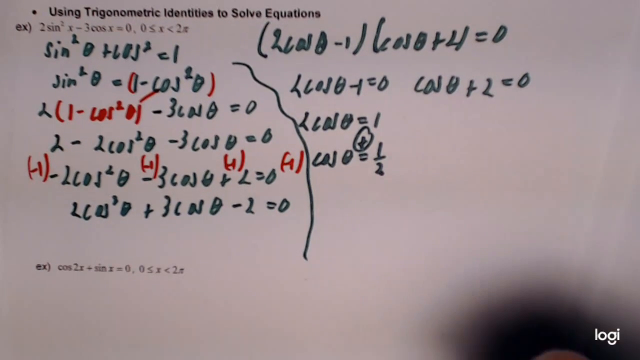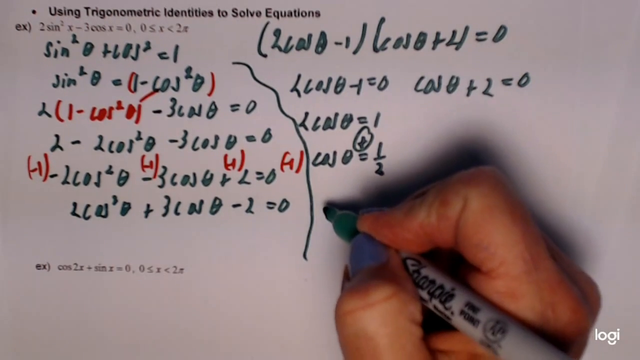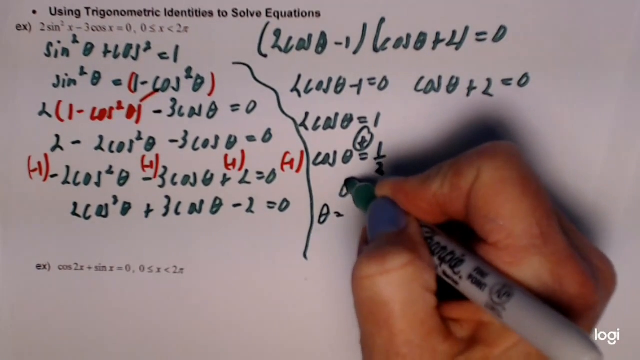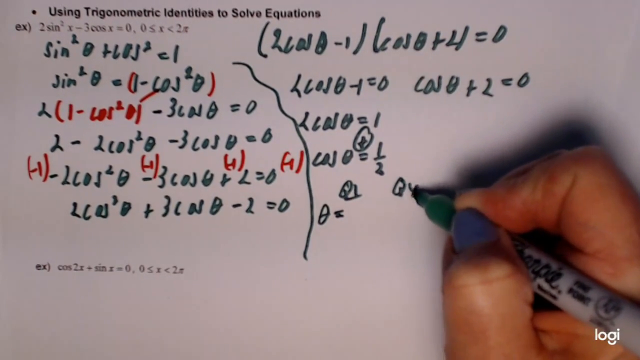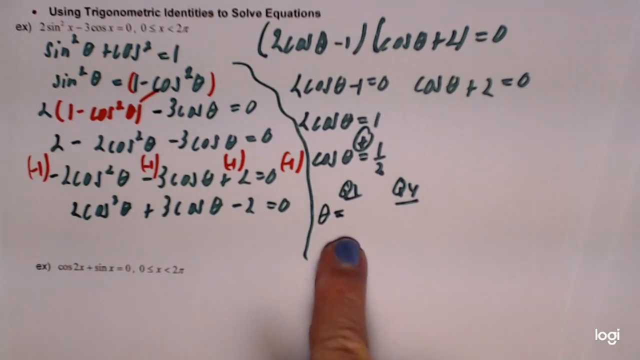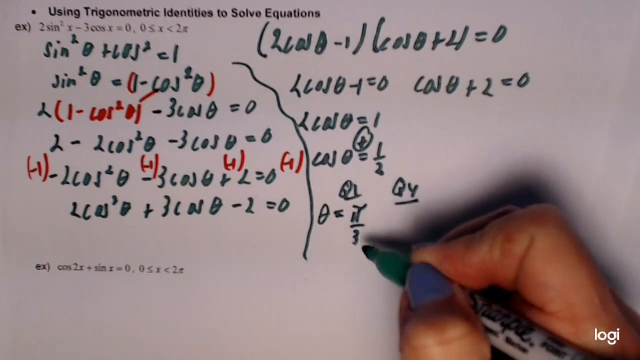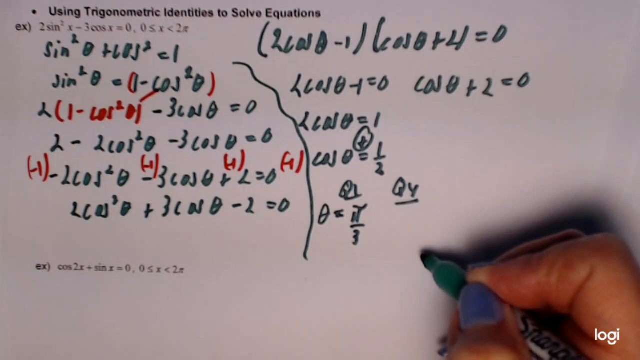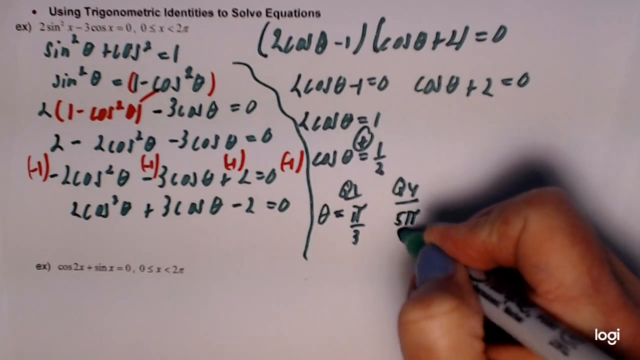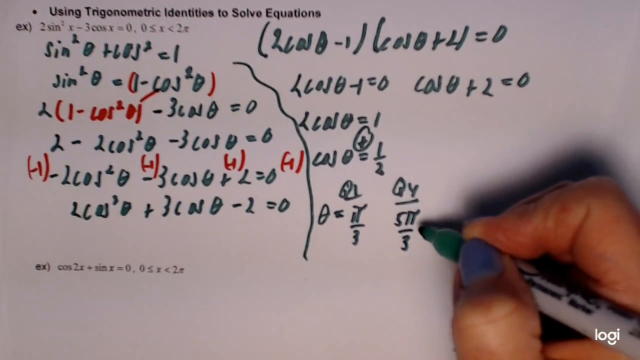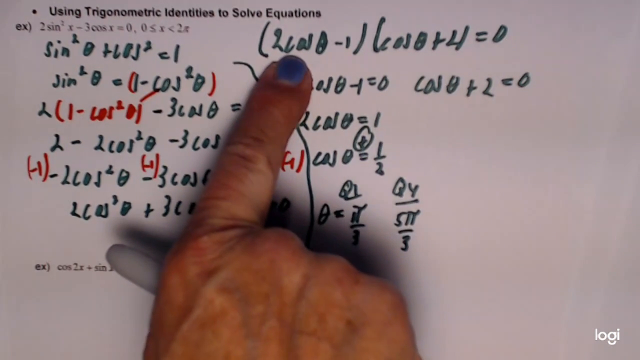And now the question is, what angles have a cosine of 1/2? Well, we know that we're going to have one answer from Q1. And for cosine, our other answer is going to be from Q4. In Q1, the angle that has a cosine of 1/2 is pi over 3, or 60 degrees. And then in Q4, that angle is going to be 5 pi over 3. So we have two answers so far from this first factor.